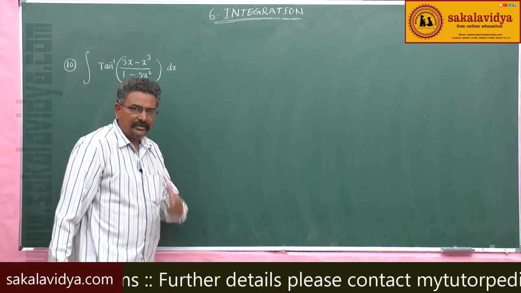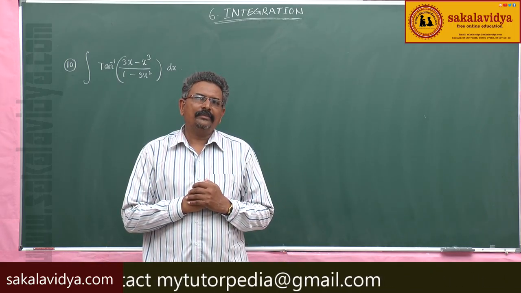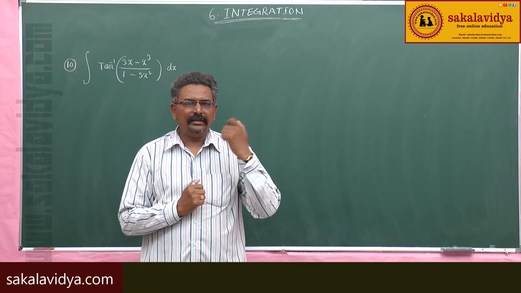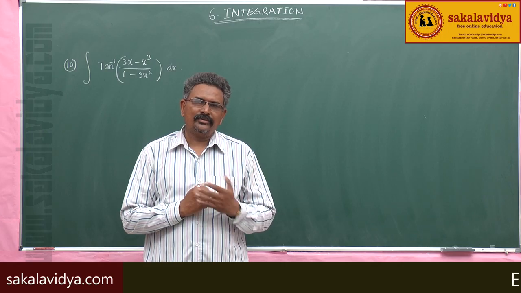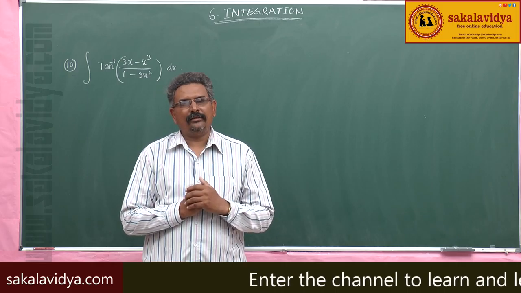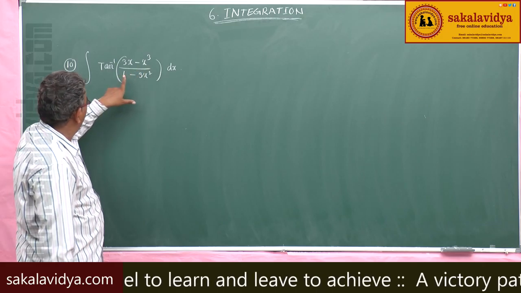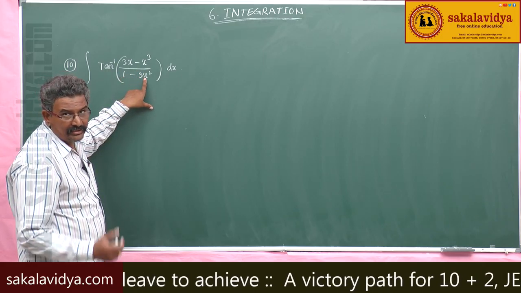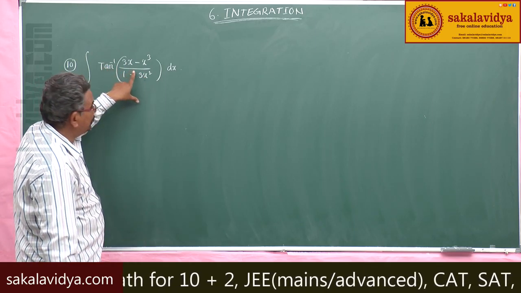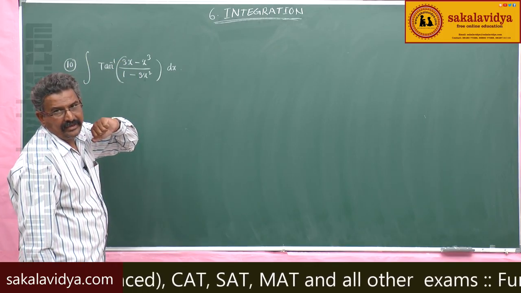Can we do this problem directly? If you proceed directly, it becomes tedious. So long method, very lengthy method. In order to avoid those steps, it is better to substitute x is equal to tan theta. So if you substitute tan theta, what does it become? 3 tan theta minus tan cube theta by 1 minus 3 tan square theta. What does it stand for? It stands for tan 3 theta. Tan inverse of tan 3 theta, we get 3 theta. Easily we can integrate it.